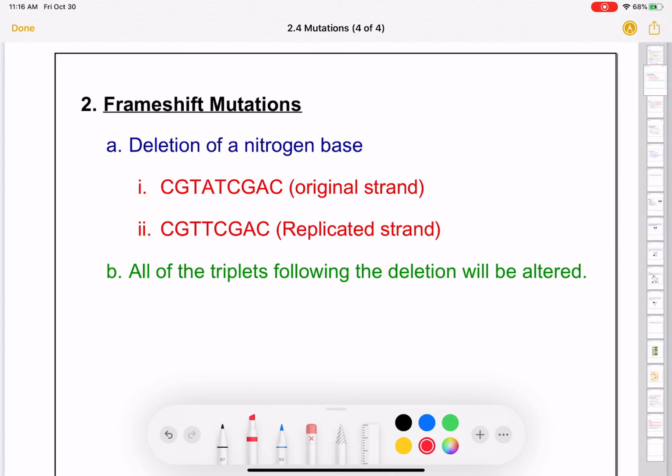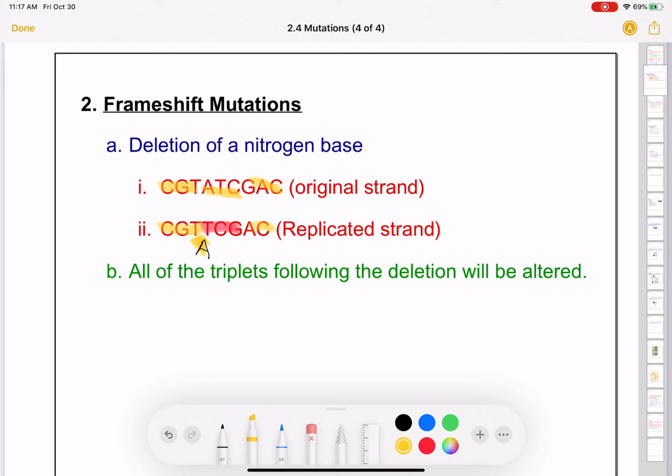Our next mutation is called a frameshift mutation, and this is the deletion of a nitrogen base. So we're going along, we've got CGT, and then ATC. Well, we can see right here that they lost the A. It's deleted. So now the next three to be coded would be TCG. And TCG is going to be a whole lot different than ATC. And that's going to actually mess up the whole rest of it because now we're just one off. So originally we were going to have GAC, now we've got AC something.